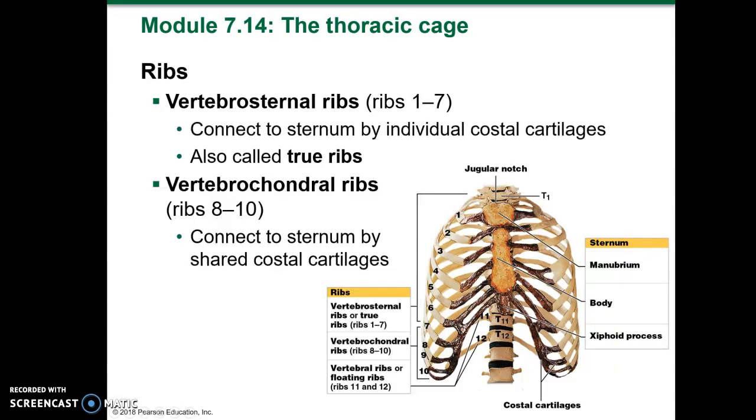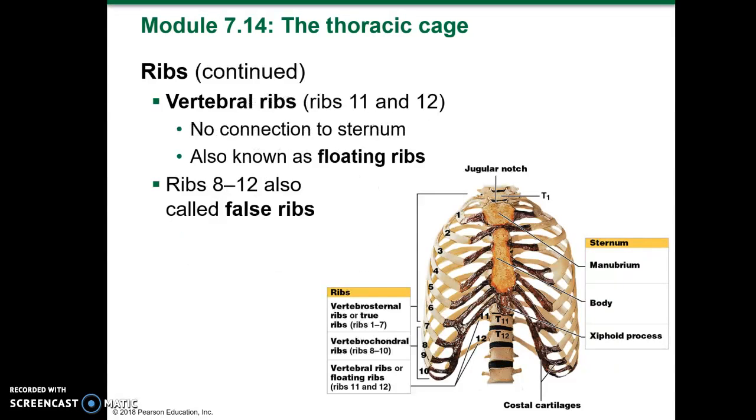If we look at the ribs, vertebrosternal ribs 1 through 7 connect to the sternum by the individual costal cartilages, and these are the true ribs. Ribs 8 through 10 are called vertebrochondral ribs, and they connect to the sternum via shared costal cartilages. So they connect to a cartilage that connects to another cartilage. Then your vertebral ribs 11 and 12 have no connection to your sternum, and we call them floating ribs. Altogether, ribs 8 through 12 are called false ribs.